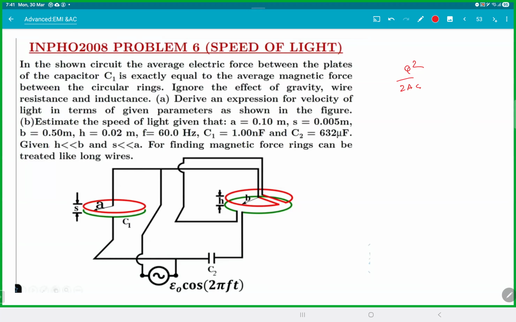And I'm thinking like, why do you think he gave you this? To neglect fringe effects. If you remember, normally for parallel plates and everything, we keep them very close. For finding magnetic force, rings can be treated as long wires there. That is one problem solved. So he's saying indirectly just treat them like parallel wires and finish it off. And parallel wires का formula क्या था? Mu naught I1 I2 by 2 pi d into L.